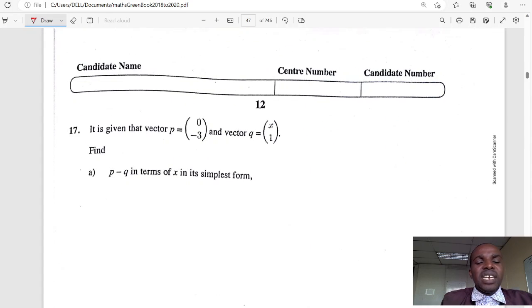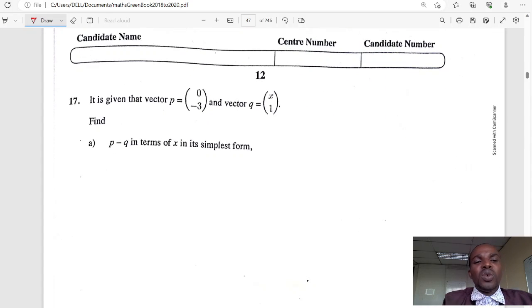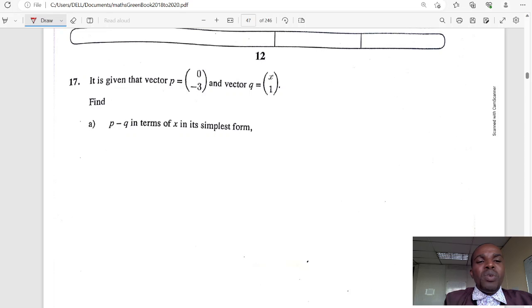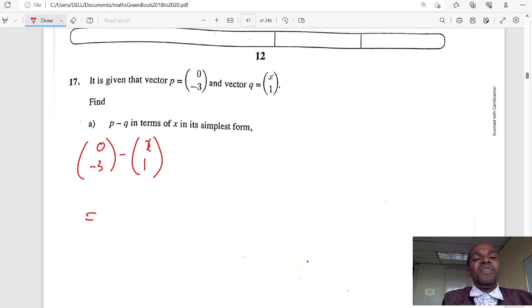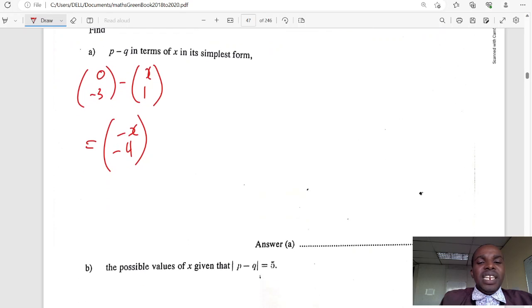Then next question, number 17. It is given that vector p is equal to and vector q is equal to. Find p minus q in terms of x in its simplest form. So p minus q, p is 0 minus 3, minus q is x 1. You just simplify the corresponding items. 0 minus x is minus x. Then minus 3 minus 1 is minus 4. So it's like this, done.